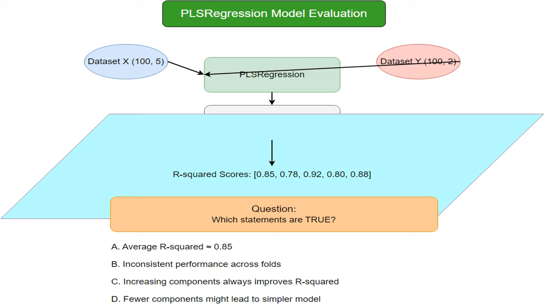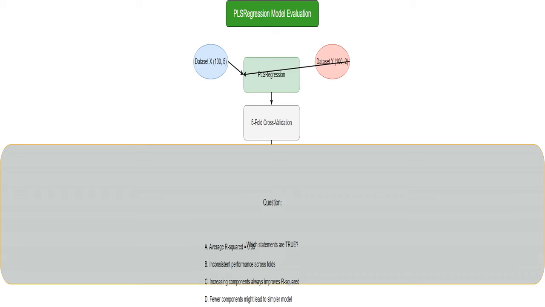These are the results I got from my 5-fold cross-validation. Each number represents how well the model performed on each of the 5 test sets using the R-squared metric. R-squared tells me what proportion of the variance in the response variable is explained by the model. Higher is better. Notice how the scores vary a bit, showing some inconsistencies. Now it's time to see if you understand. Which of the provided statements correctly describe these results? Let's see how well you did.